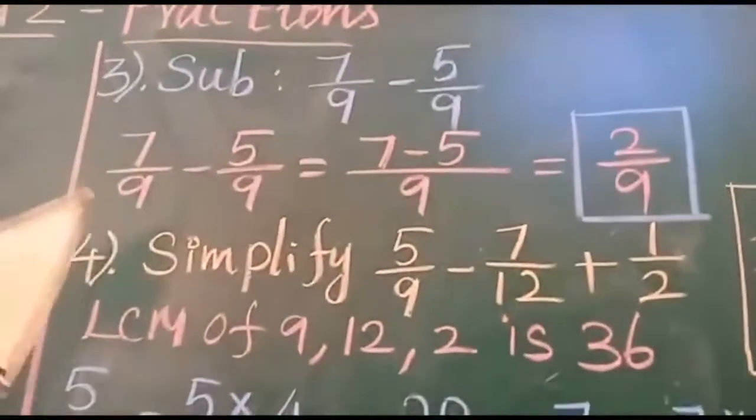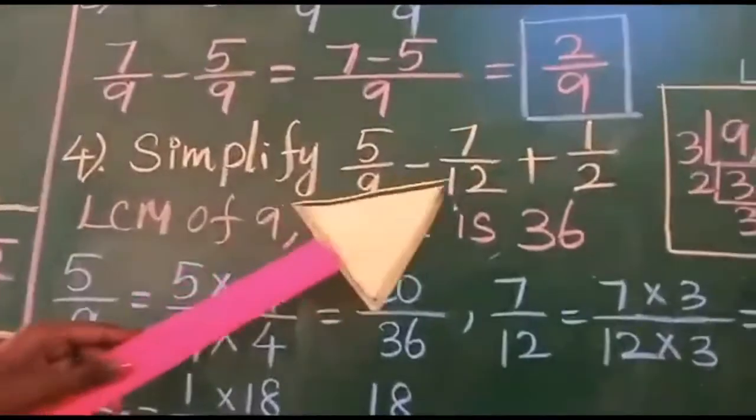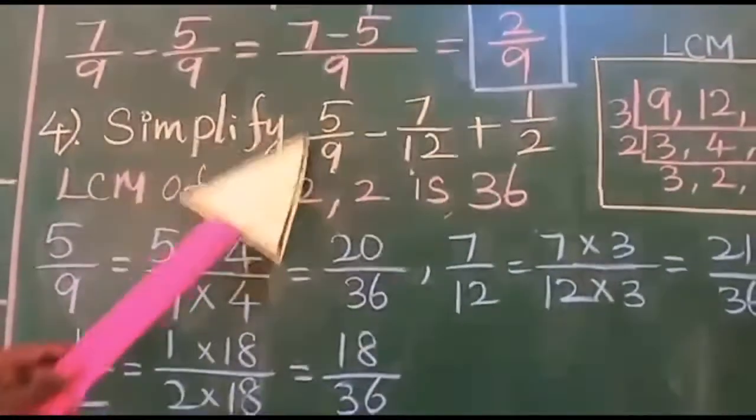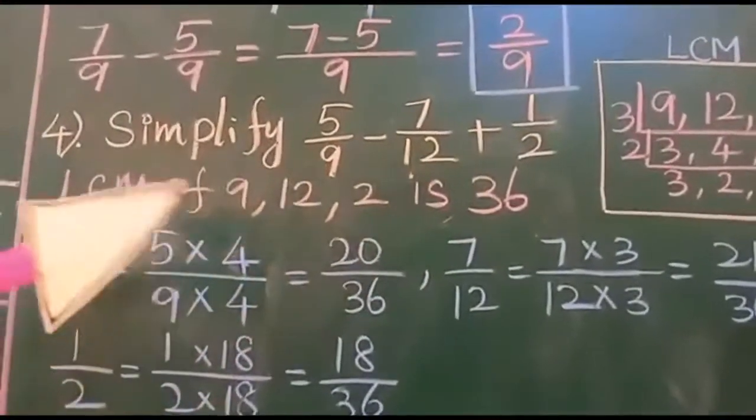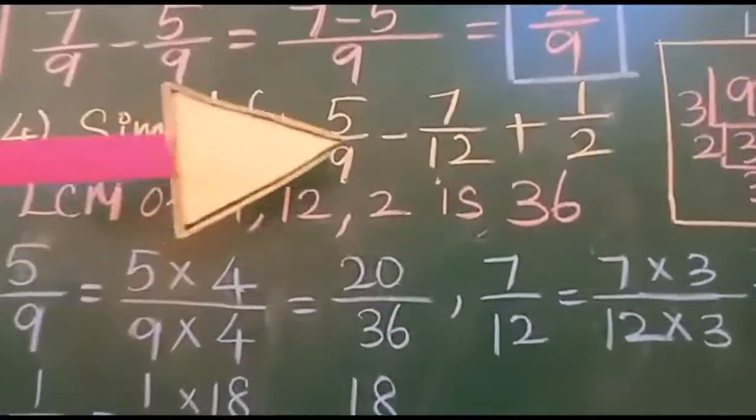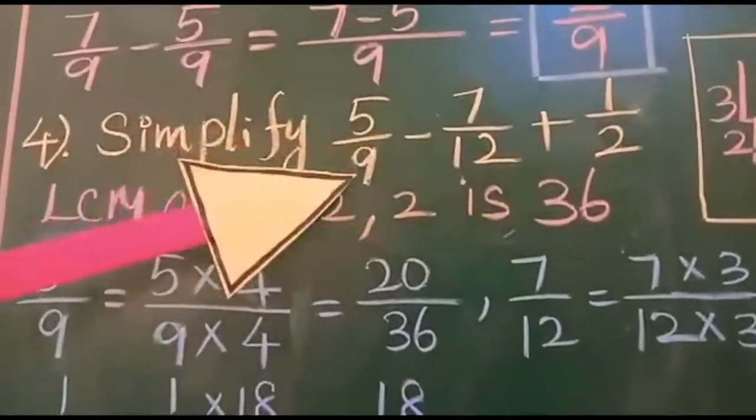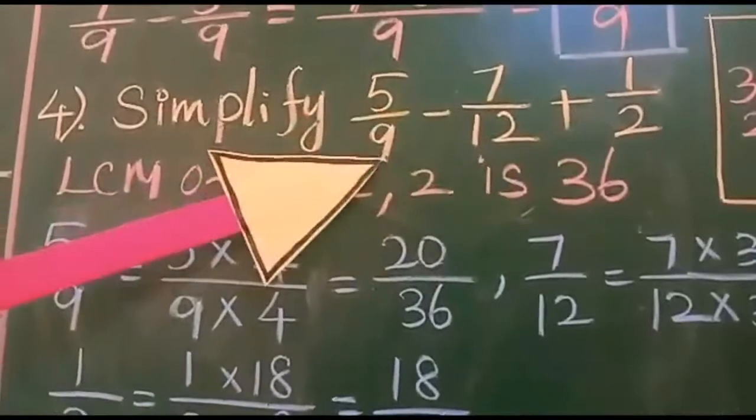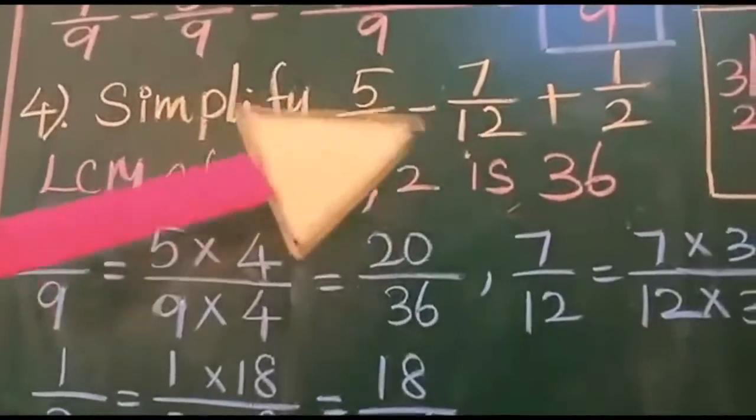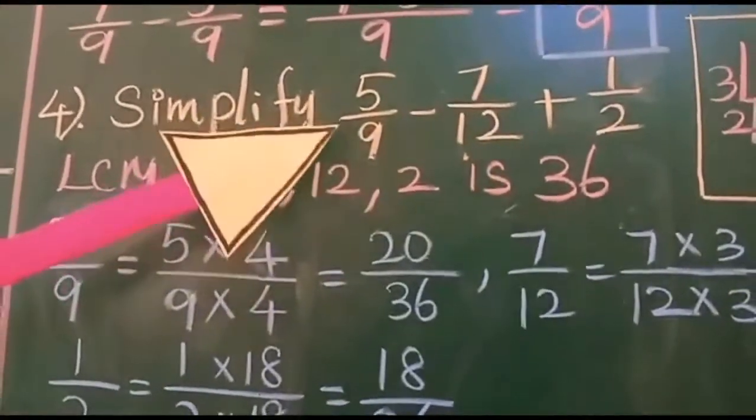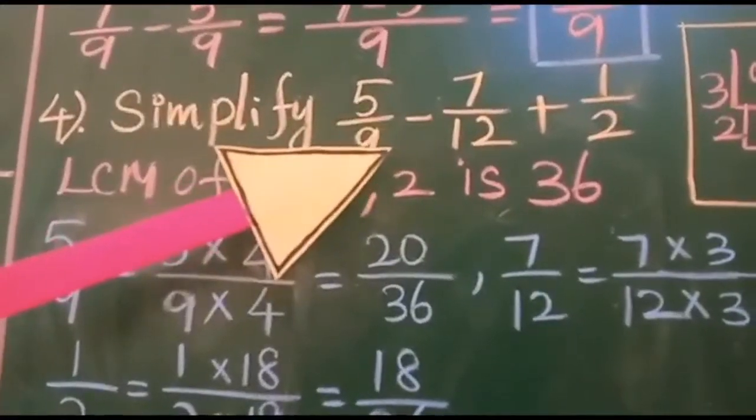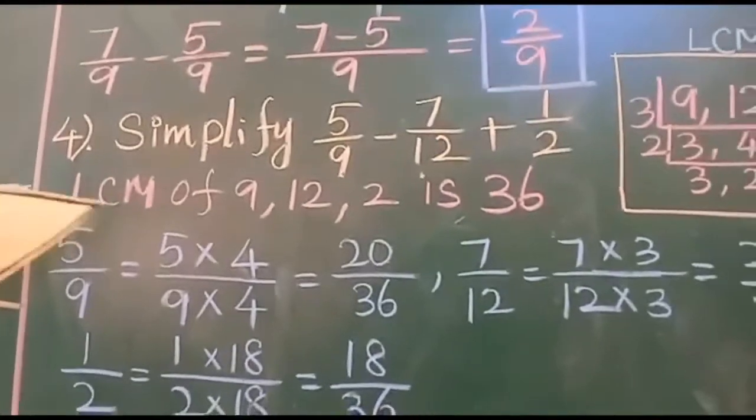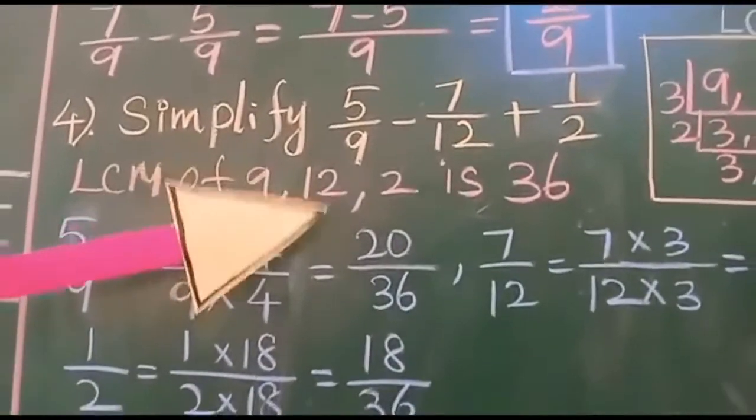Let us move to some addition and subtraction. It's mixed, so addition also there, subtraction also there. So this is simplification. We are going to simplify this problem. As you see, 9, 12, 2. So are all the denominators same or different? Yes, they are different denominators. It is not the same. What can we do if they are different denominators? Yes, we have to take the LCM of 9, 12, 2.